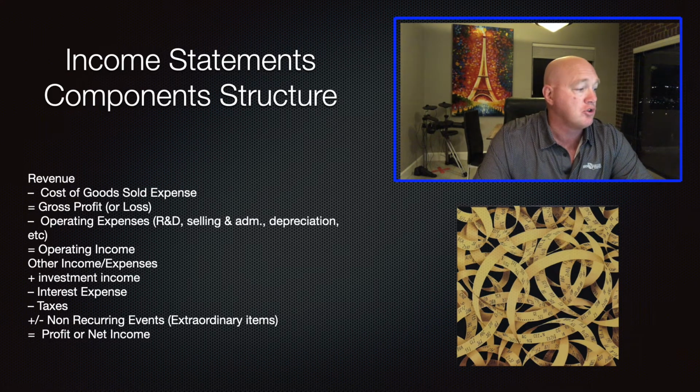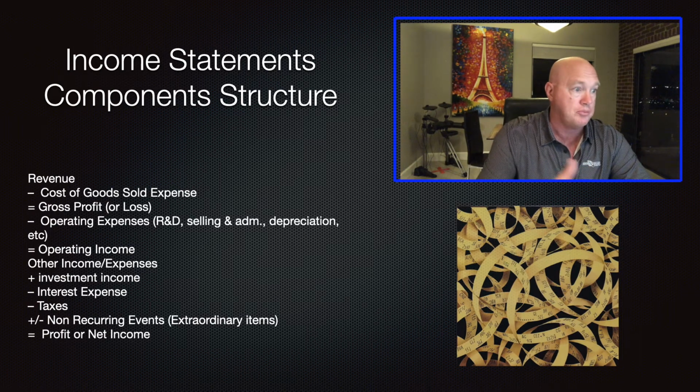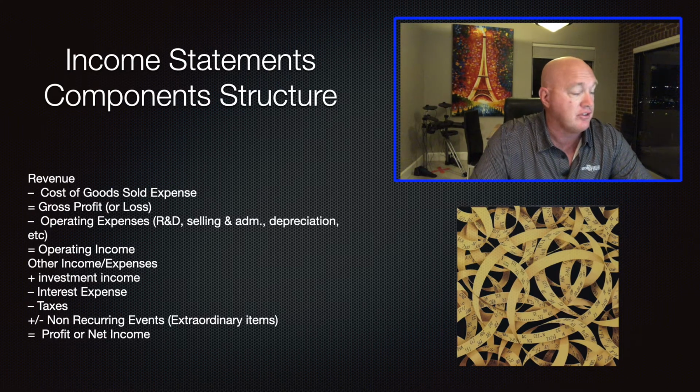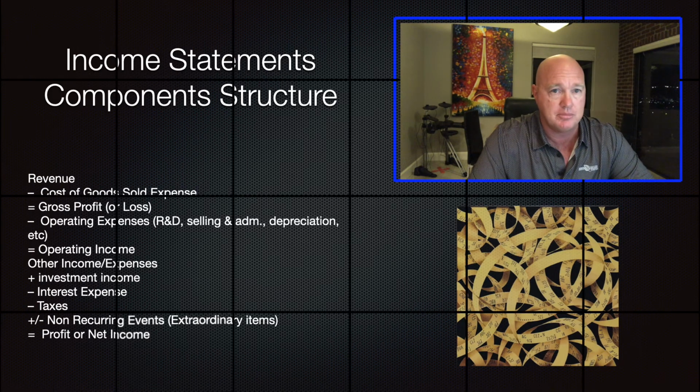You add in non-recurring events, which are extraordinary items which don't happen typically quarter after quarter or period after period. And then the final thing, the bottom line, which you'll often hear people talk about. The bottom line of the income statement is the profit or net income for the company.